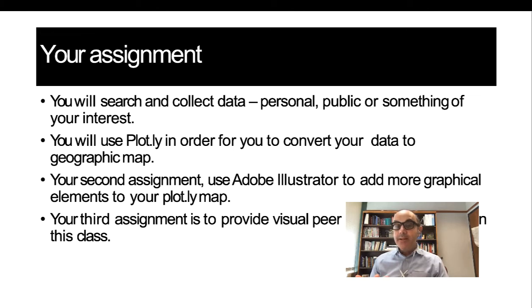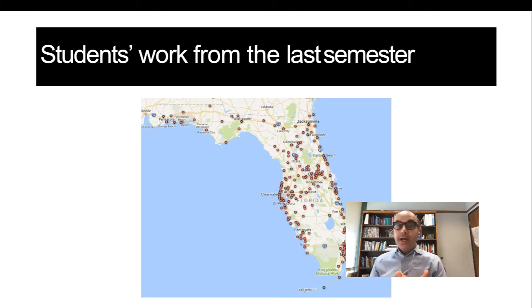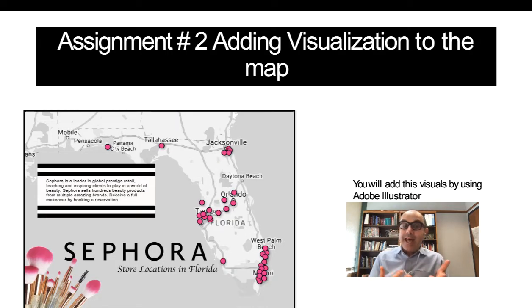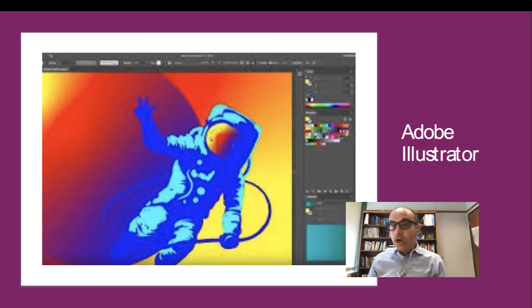The second assignment is that you're going to capture the work that you did in Plotly and add it to Adobe Illustrator to add more graphical elements. And the third assignment is to provide visual. So this is an example of students last time, and this is adding Adobe Illustrator to make it more current and more accurate with regard to communicating and the powered visualization added to it in using Adobe Illustrator.